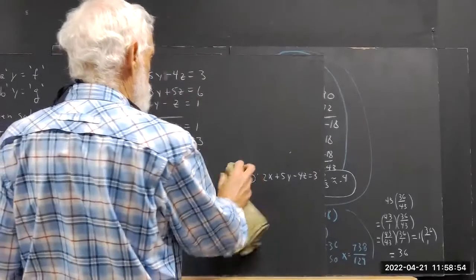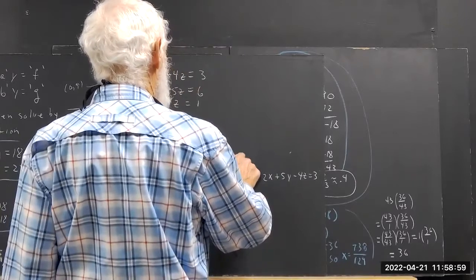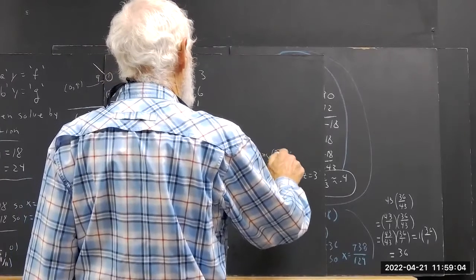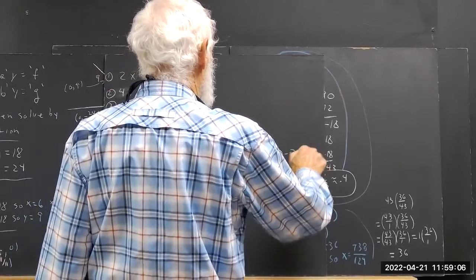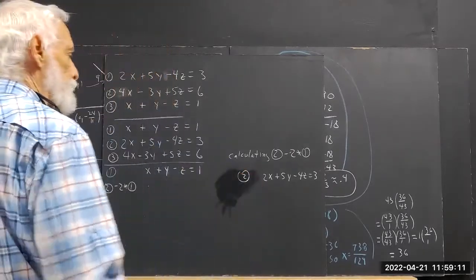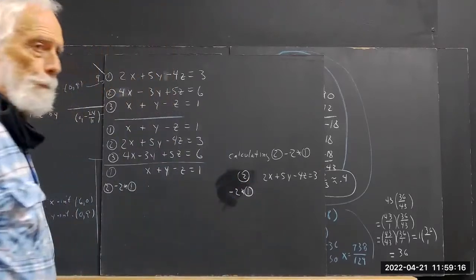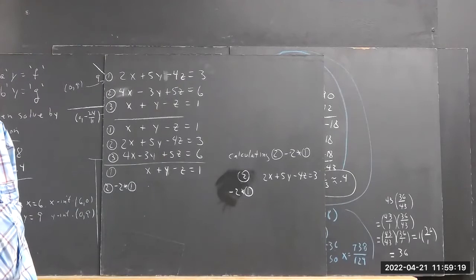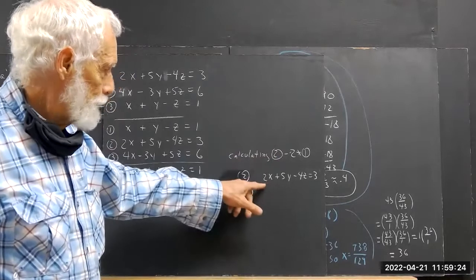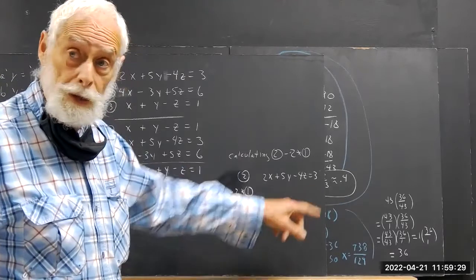Let me write this. Okay, well, here's equation 2. I want -2 times equation 1. So go ahead and write this down. Just write down what I did, but then show me what -2 times equation 1 is and write it down here.